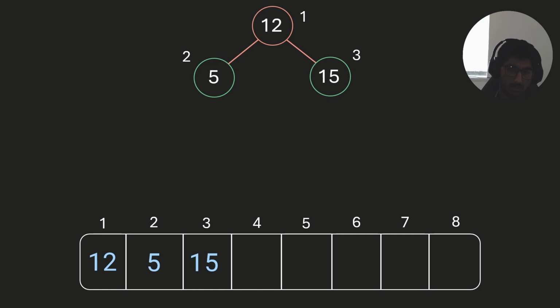Now 12 is the new root node, and if I compare it to 5 and 15, I can see that 5 is smaller than 12. So I just swap 5 and 12, and we have another min heap. And this is basically just how we construct the priority queue.